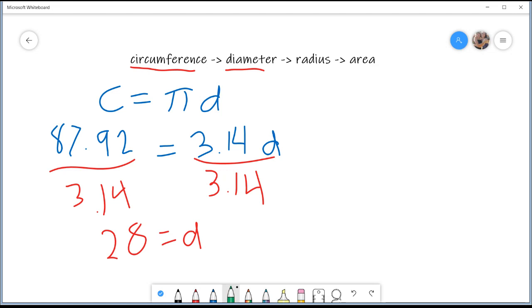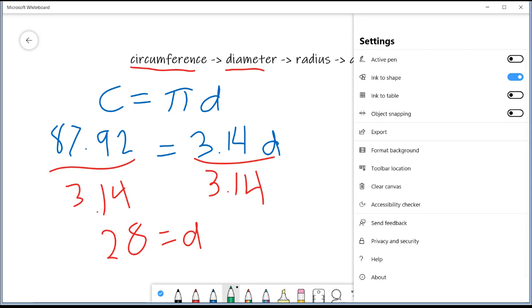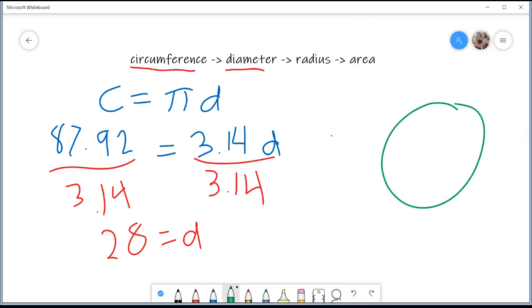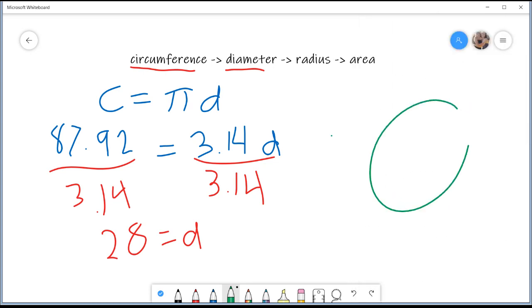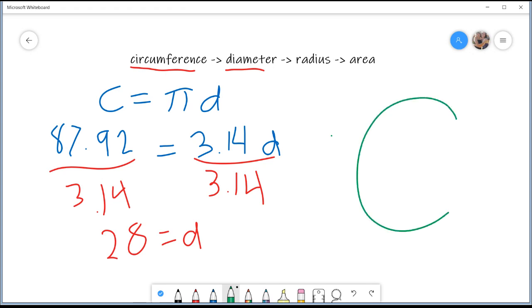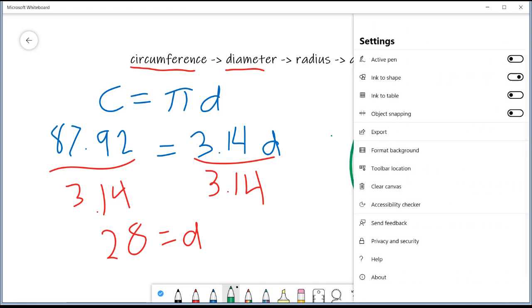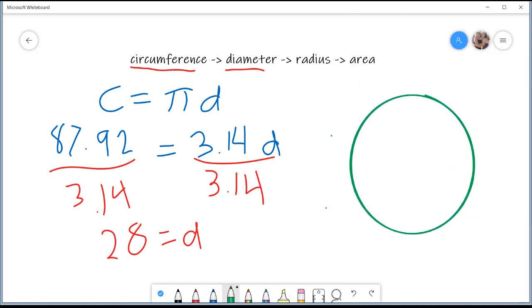Now in a circle, the diameter is the whole way across. The radius is halfway across, and it stops at the center. If we want to get from the diameter to the radius, all we have to do is divide by 2.